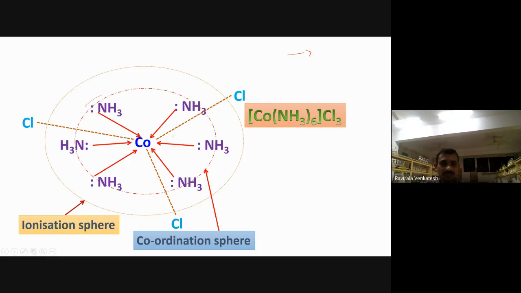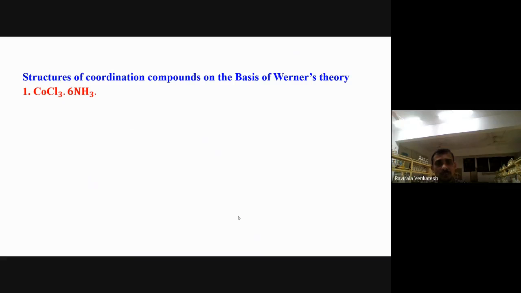So you should have some differentiation between what is the ionic sphere and what is the coordination sphere. Now this one you see, this one is the ionic sphere. This one is the coordination sphere. Understood here? Right. Next we move to the next slide: structures of coordination compounds on the basis of Werner's theory.